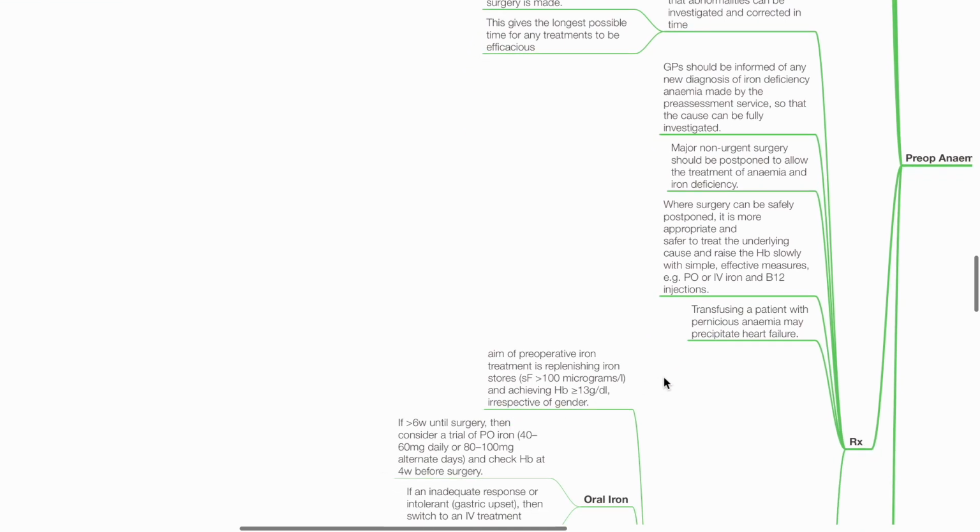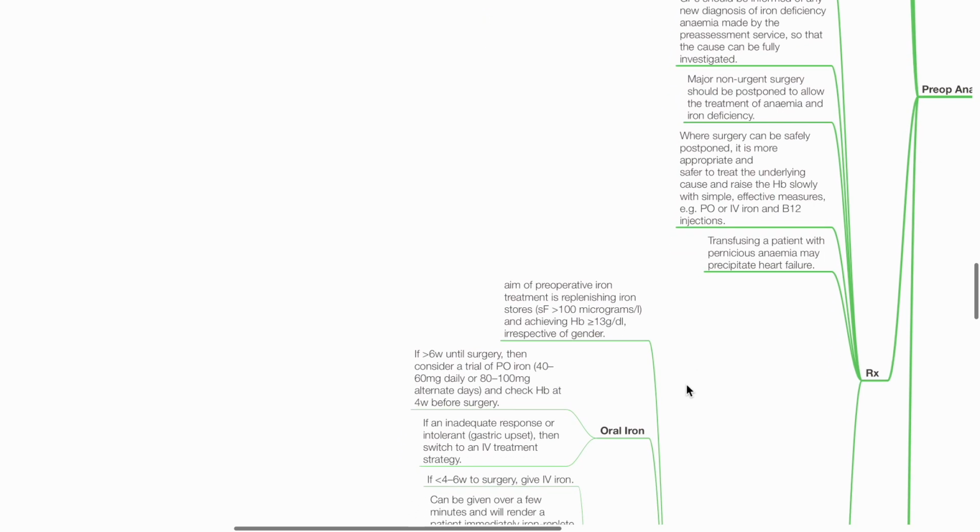Where surgery can be safely postponed, it is more appropriate and safer to treat the underlying cause and raise the hemoglobin slowly with simple effective measures such as iron supplementation and B12 injections. Transfusing a patient with pernicious anemia may precipitate heart failure.